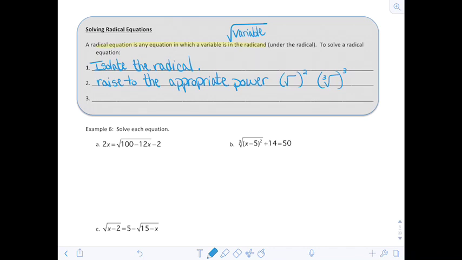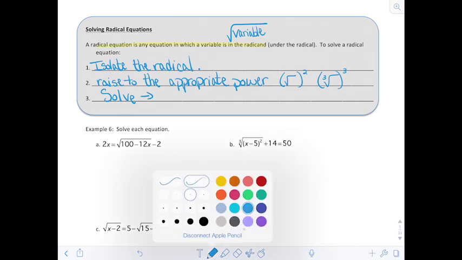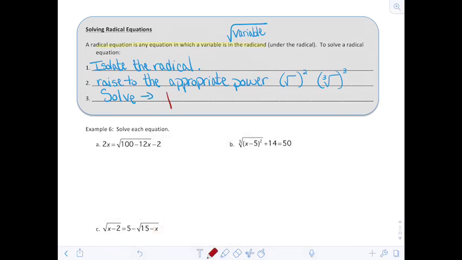And now step 3, hopefully we've been able to get rid of those radicals. Sometimes, like you're going to see in some of these problems, we have to do that more than once. So we'll walk through those steps here in a minute, but then you're on your way to solving. And one red flag area, let me get the red out. I'm a terrible drawer. Okay, we need to check for extraneous solutions.